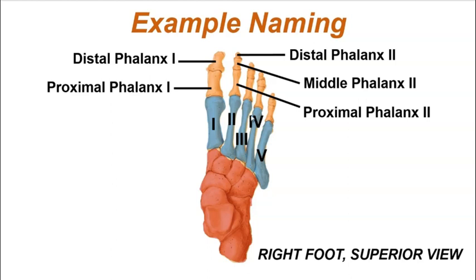And the naming and numbering continues from there all the way down to the fifth digit that connects to the fifth metatarsal. So the bone in the middle of that fifth digit there would be called middle phalanx 5. The bone at the tip of the fifth digit would be distal phalanx 5. And the bone that connects to the fifth metatarsal is going to be proximal phalanx 5.